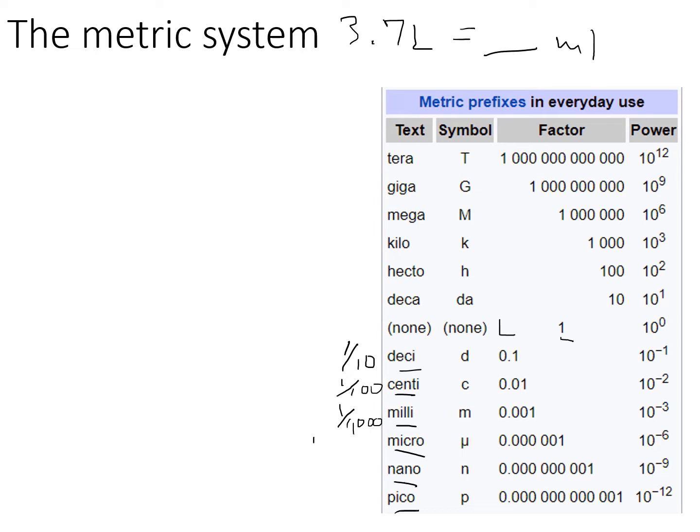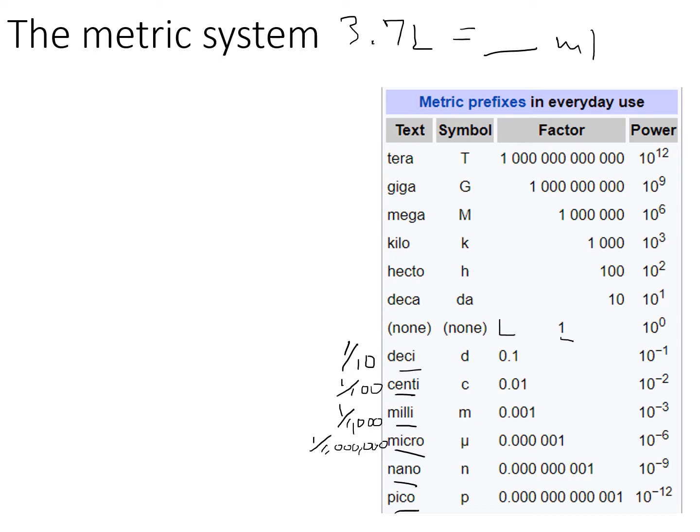I'm going to keep going for a few more, and then micro, 1 microliter. Now I'm going to start having trouble writing this all. That is going to be 1 millionth of a liter, 0.000001 or 10 to the negative 6 liters. Really small. Nano is a billionth of something. Pico is a trillionth of something.